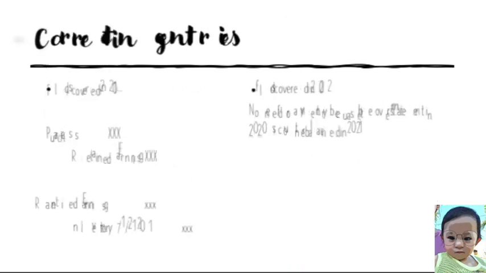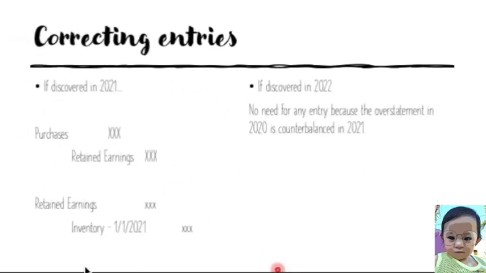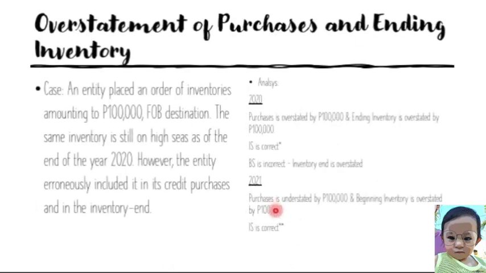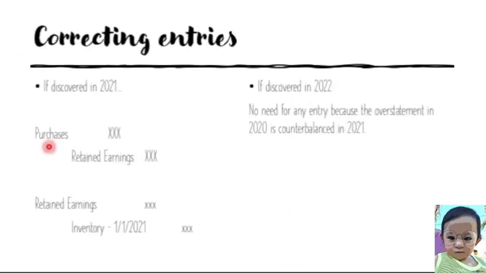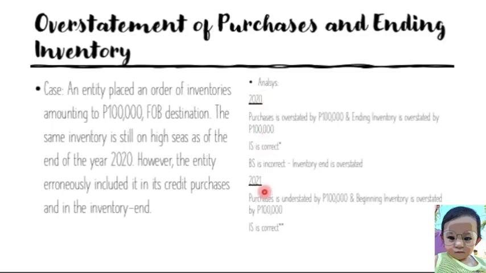So correcting entries, you have two correcting entries because you have two mistakes. First, debit purchases, credit retained earnings. Debit purchases because for 2021 your purchases is understated. So in order to correct this, you add purchases, debit. And credit retained earnings. Again, this is your retained earnings beginning. So remember, purchases is overstated by 100,000.